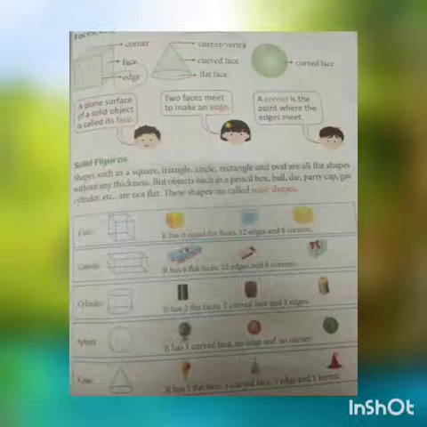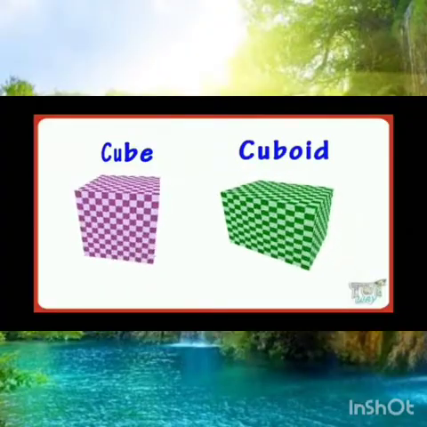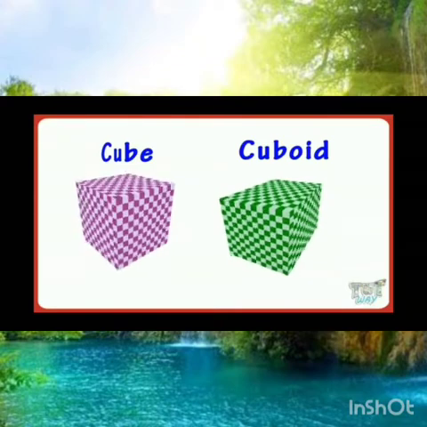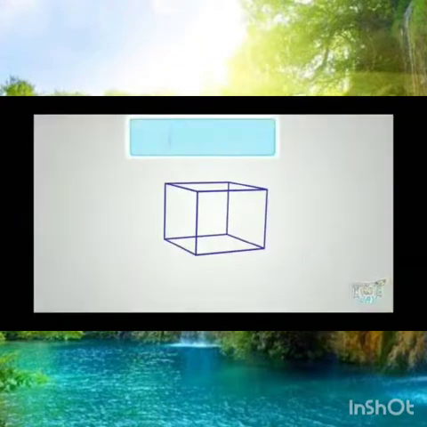For a sphere you can have a ball, and for a cone you can have your birthday cap or an ice cream cone. So with this you can learn the flat faces, edges and corners of each object, that is, solid figures. Understood children? Children, now you can see a cube and a cuboid. Here I am going to teach you faces, edges and corners.